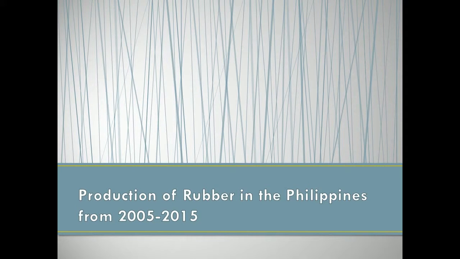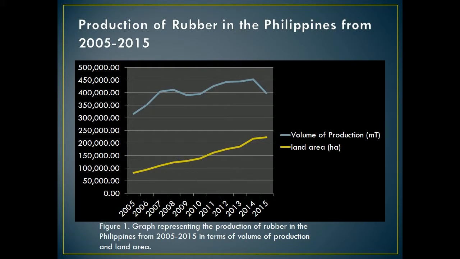Production of rubber in the Philippines from 2005 to 2015. Figure 1. Graph representing the production of rubber in the Philippines from 2005 to 2015 in terms of volume of production and land area. As shown in the first figure, there is an increase in the allotted land area for rubber plantations. However, there is only a gradual change in the volume of production.